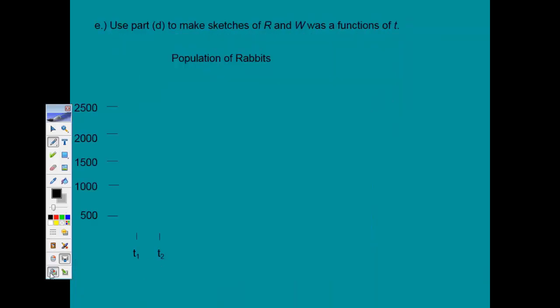Use part D to make sketches of R and W as functions of t. Now this is going to be something different. We are going to actually have two axes, two vertical axes, one with the rabbit population and one with the wolf population. Let's draw in the rabbit population first. So from our graph, we could choose different values of populations. We started out here at 1,000 rabbits, and as we moved around the curve, we increased to 2,800. Then we came back to under 500, and so on. So we could connect these points, and this would represent the population of the rabbits.